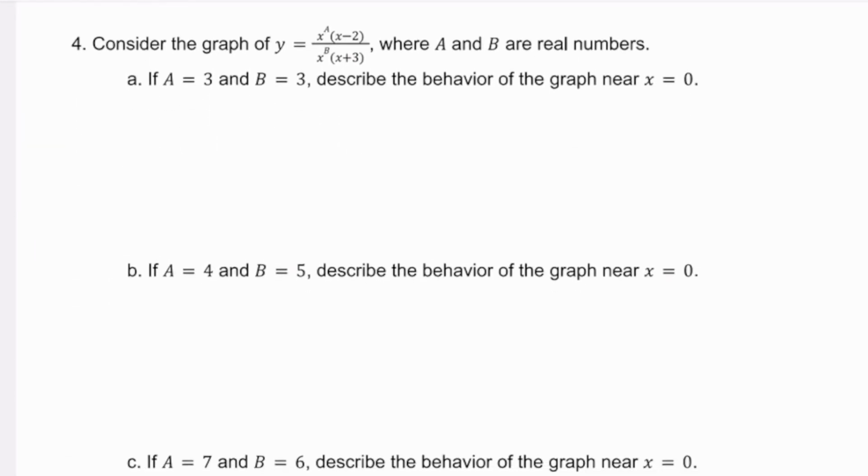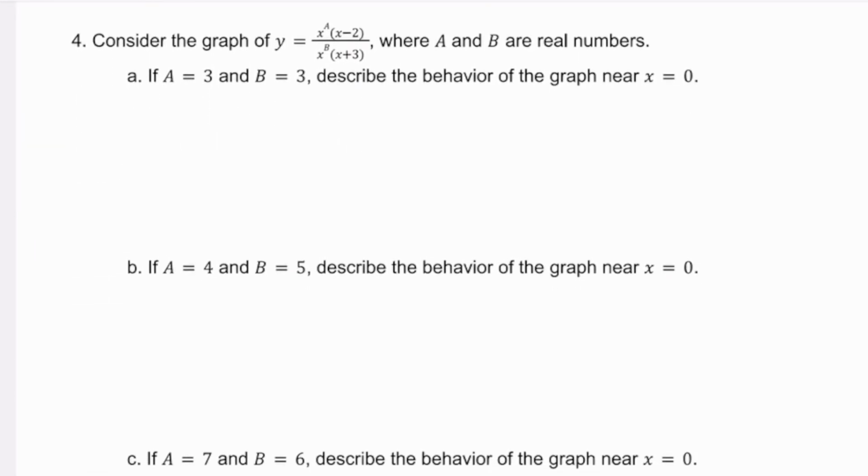All right, now number 4. So this is where we're going to consider the graph of y equals x to the a times x minus 2 divided by x to the b times x plus 3. A and b are real numbers. I think we're just going to be considering the cases where they're positive whole numbers. It would have been nice if I'd put negatives on those and done a little bit of negative exponent work, but something for the future.